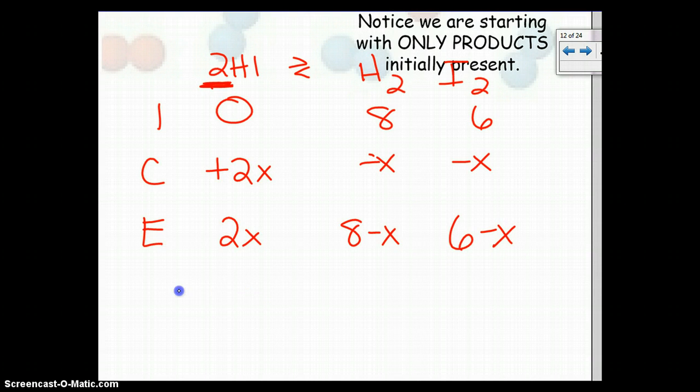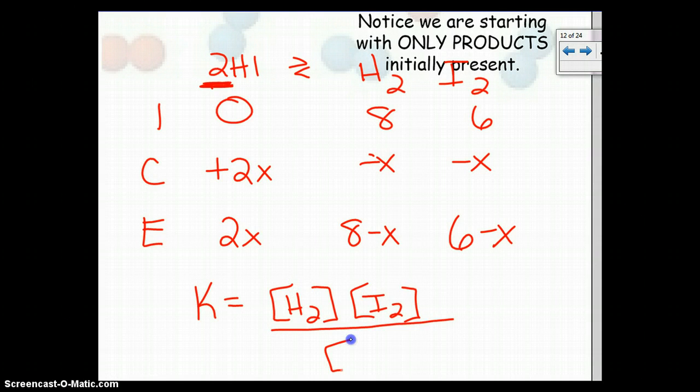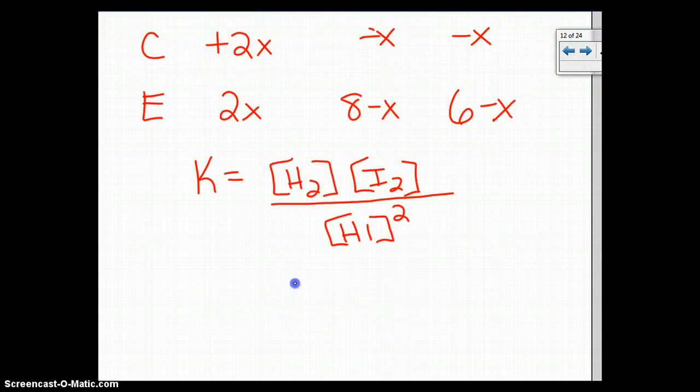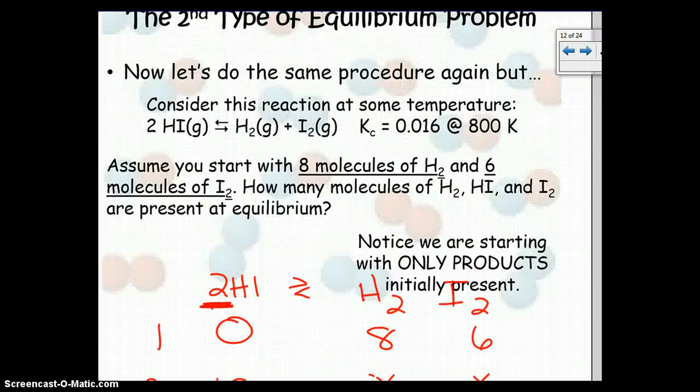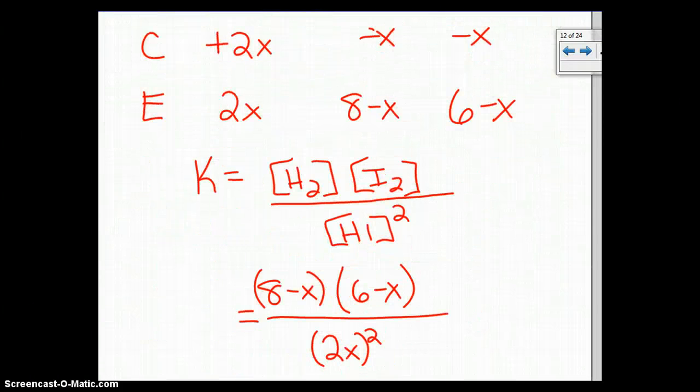So now we can go ahead and write our expression. We have H2 and I2, and then on the bottom we have HI, and it's squared because of that 2 in front. So now we can plug in: 8 minus x and 6 minus x, and then HI was 2x, and we're going to square that. And that's equal to the K value, which, if you recall from the beginning, was 0.016.